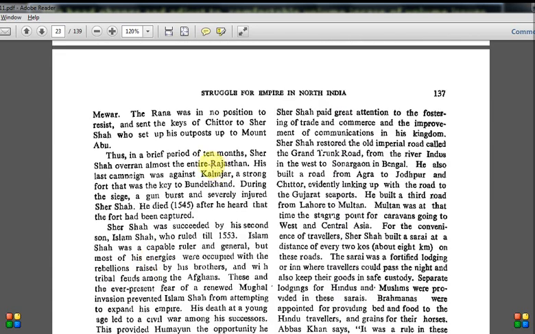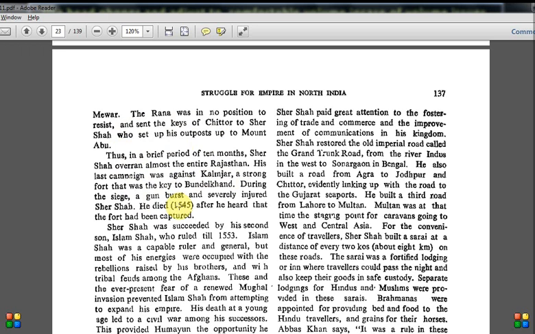The Rana was in no position to resist and sent the keys of Chittor to Sher Shah, who sent up his outpost up to Mount Abu. So again this tells about the location and how it extended. Thus, in a brief period of 10 months, Sher Shah overran almost the entire Rajasthan. His last campaign was against Kalinjar, a strong fort that was the key to Bundelkhand. So around the Bundelkhand region, this fort is there, and that was the last campaign.